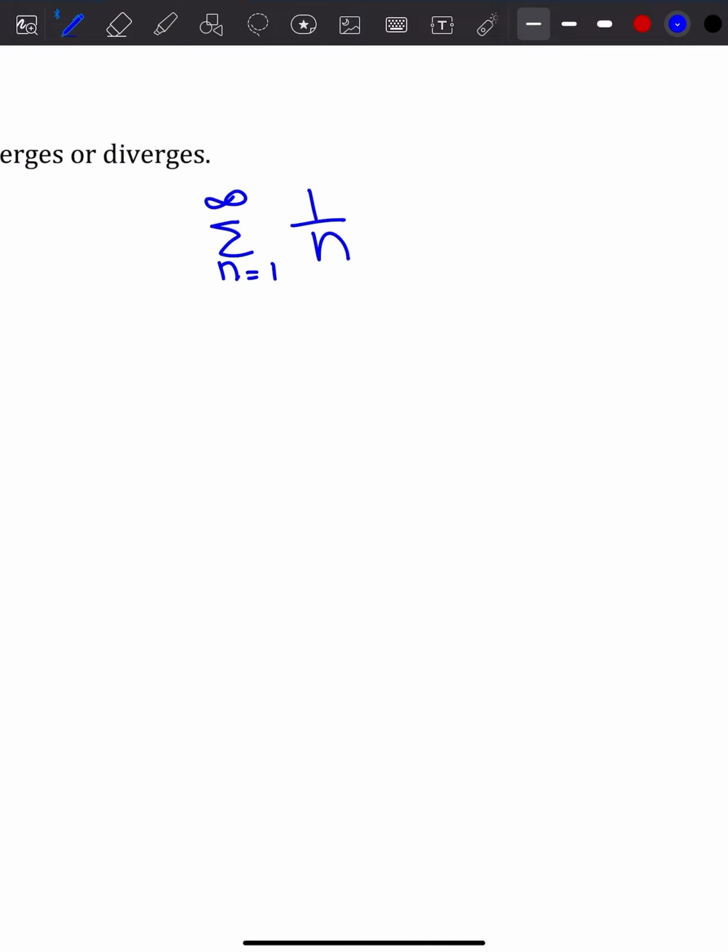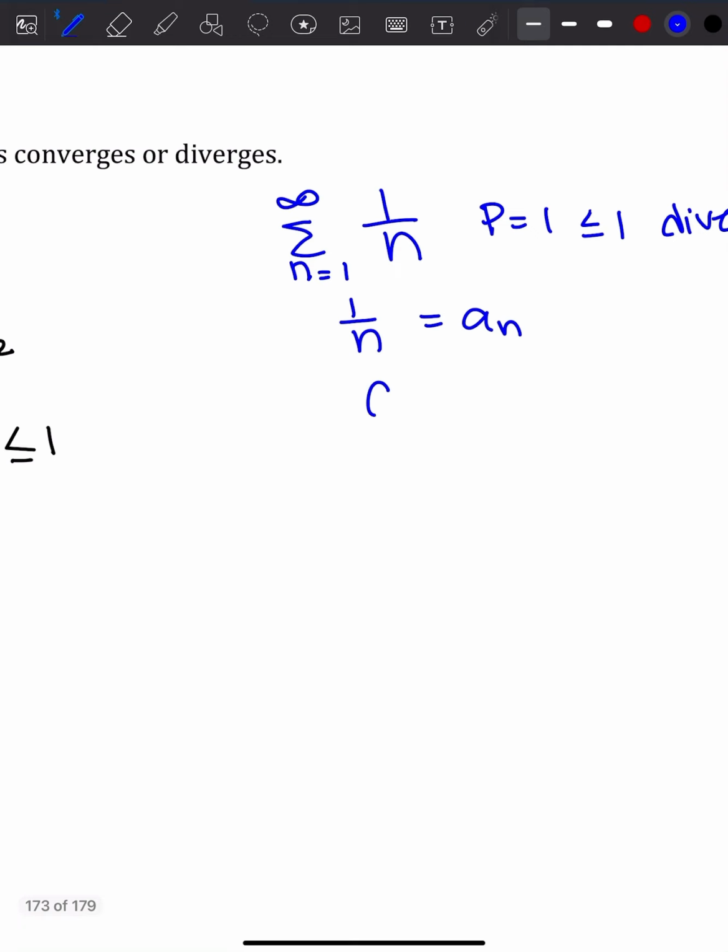So we're going to try 1 over n. This is a p-series where p equals 1. Because it is equal to 1, we know that it diverges. And because it diverges, that means we know 1 over n needs to be a sub n. So if we're back to a sub n less than or equal to b sub n, we have 1 over n, and it has to be less than or equal to 1 over 5 plus the square root of n.